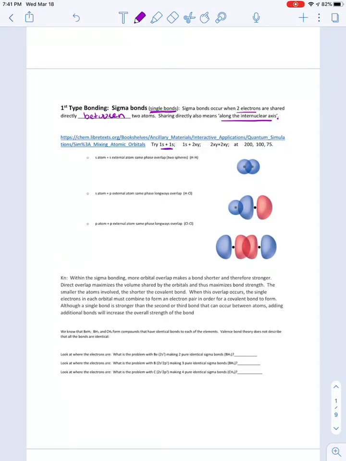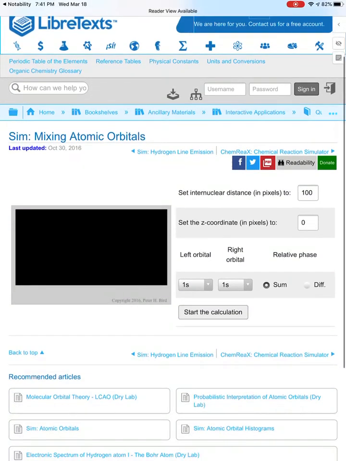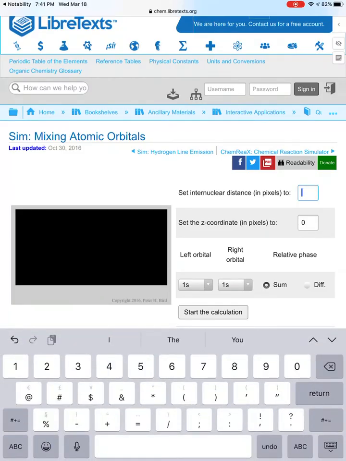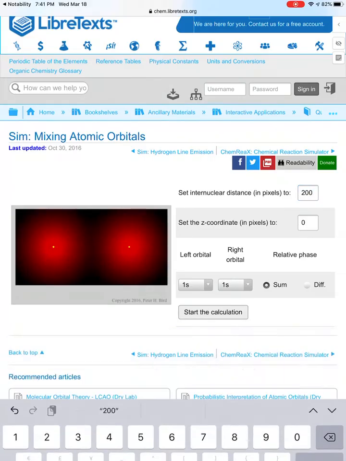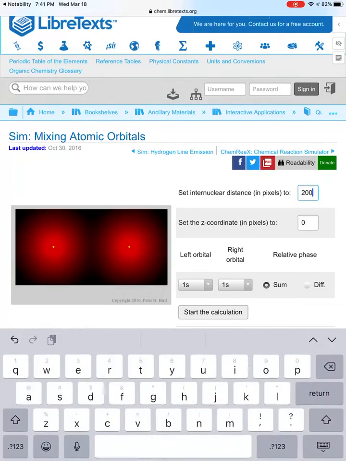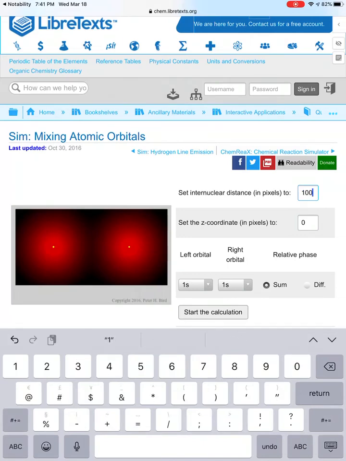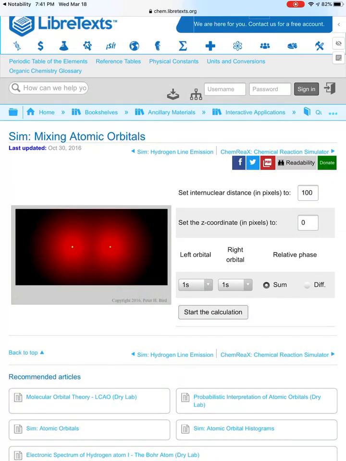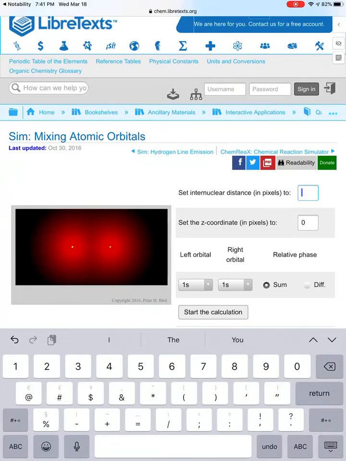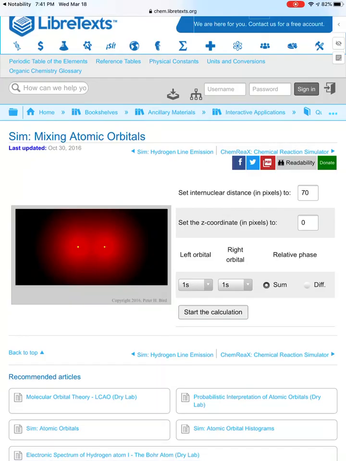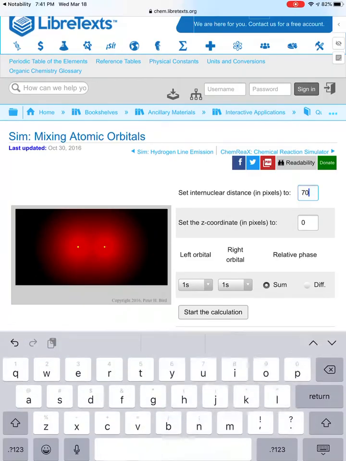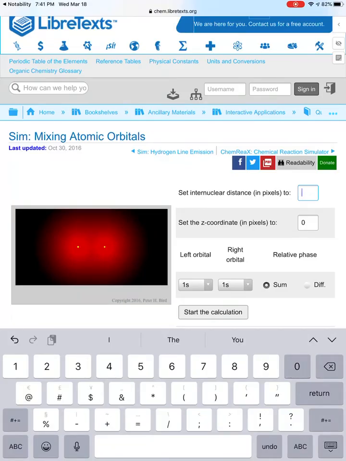And if you want to play around with stuff, this is kind of a cool sim. I had some suggestions to try 1s and 1s, 1s and 2xy at these distances. I'll do just the 1s. So this is 1s and 1s. I'm going to set a big distance, so these shouldn't be overlapping, right? So I'm going to calculate it. See, they're not much overlapping. But then I'm going to get them close together. See, they're closer. The perfect distance is around 70-ish. There you go. Now, watch what happens when I put them on top of each other.